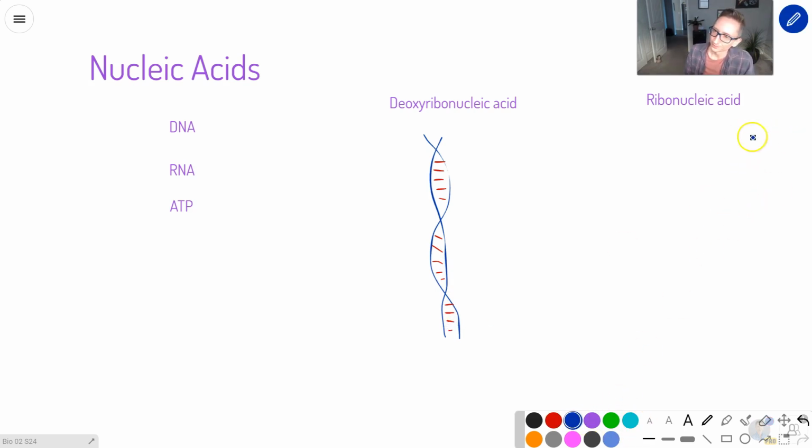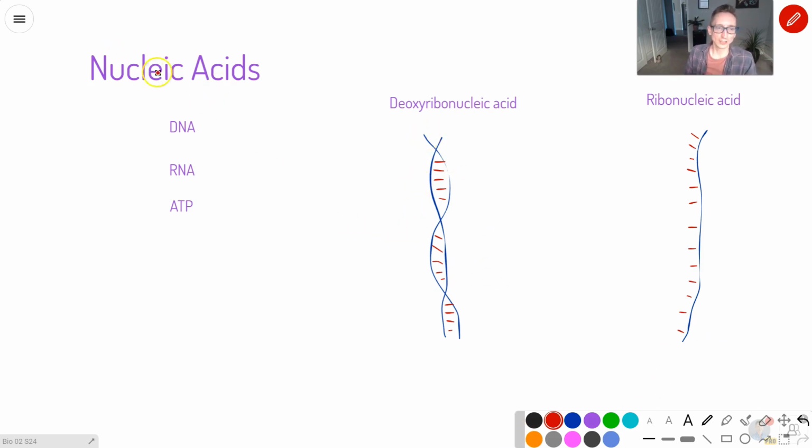Ribonucleic acid looks something like this. Rather than it being two strands like this guy over here, it's just a single strand. Pretty cool. Those are the two main differences. There's other little differences, and we'll talk about those.